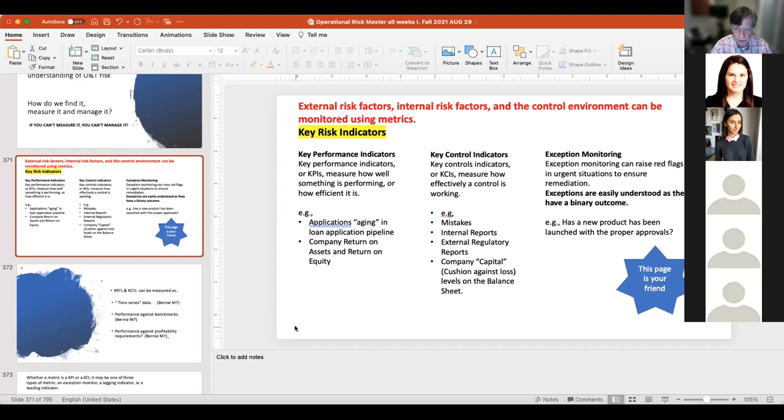I see on the bottom here, I said, this page is your friend. That corny little note there is me telling you, you might want to include this in your presentation. It's important. This page is your friend. I can't make it any clearer than that. So the three performance and risk indicators that we have are key performance indicators, key control indicators, and exception monitoring. Let's go through them one at a time.